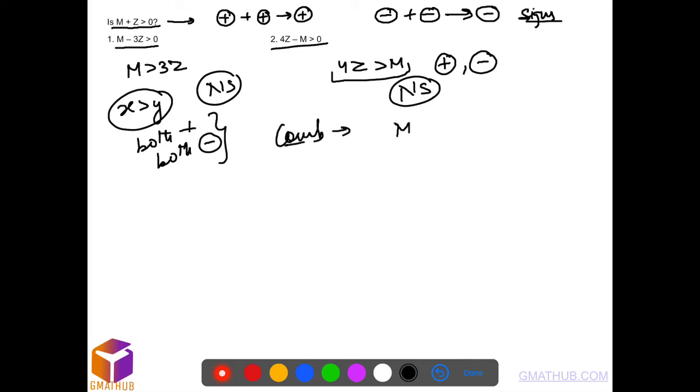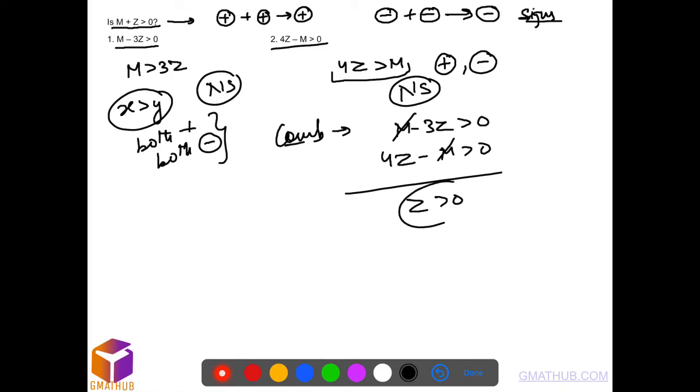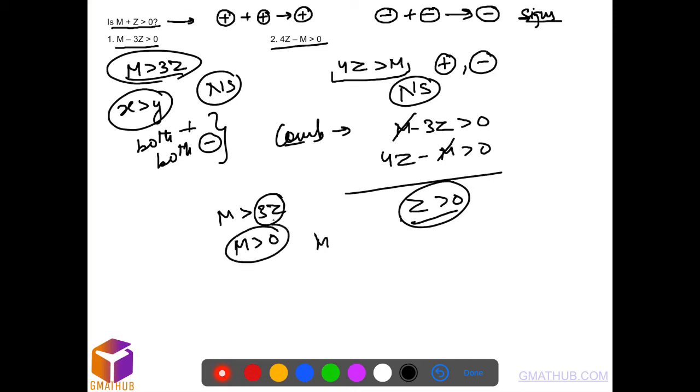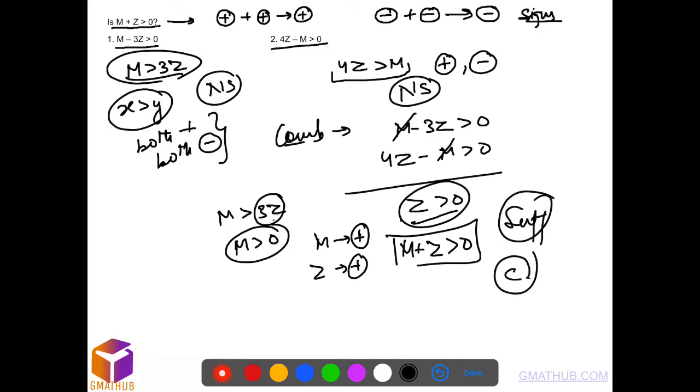Combine the two, m minus 3z is positive, 4z minus m is positive. Two equations, same inequality. So we can simply add them. Z is positive from here. Now if you put it in first statement, m is bigger than 3z. Now if z is positive, 3z is also positive. That means m is also positive. M positive, z positive, the sum would also be positive for sure. C is your answer.